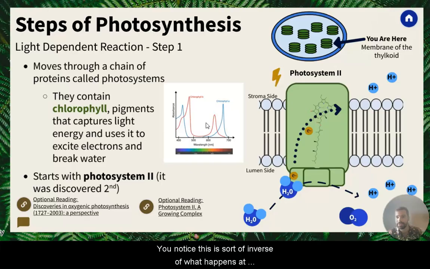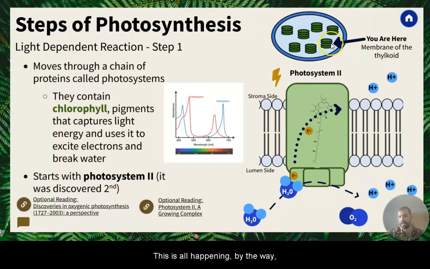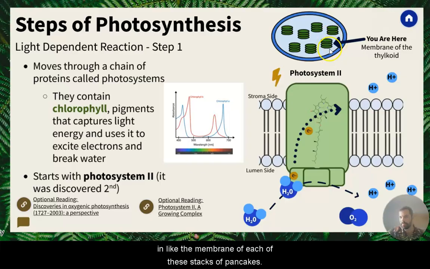You notice this is sort of the inverse of what happens at the end of the electron transport chain in cellular respiration, where oxygen comes in and accepts an electron. Here, it's water coming in to give up an electron, to lose an electron. So water here is getting oxidized. It's losing that electron to the photosystem because that one electron got excited and went off and left. And this is all happening, by the way, in the membrane of the thylakoid, in the membrane of each of these stacks of pancakes.